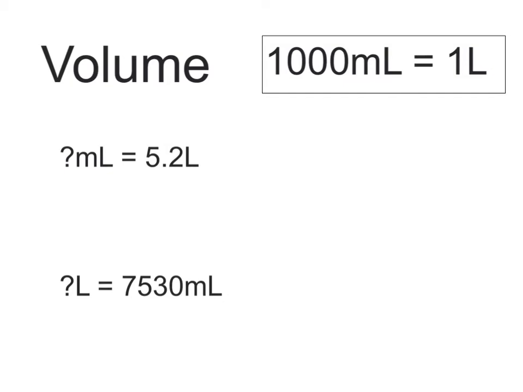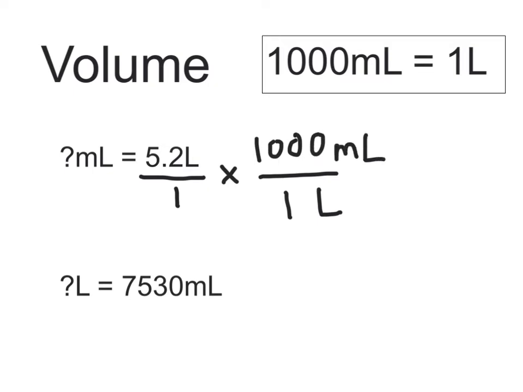Like with pressure, you take your given value, 5.2 liters, and you're going to place it over 1. Now, because I want liters to cancel, I'm going to write liters on the bottom of my next fraction. And when I look at my conversion factor, I see that the number that goes with liters is 1. So I'm going to write 1 liter on the bottom and 1,000 milliliters on the top. 5.2 times 1,000 divided by 1 is going to be 5,200 milliliters.